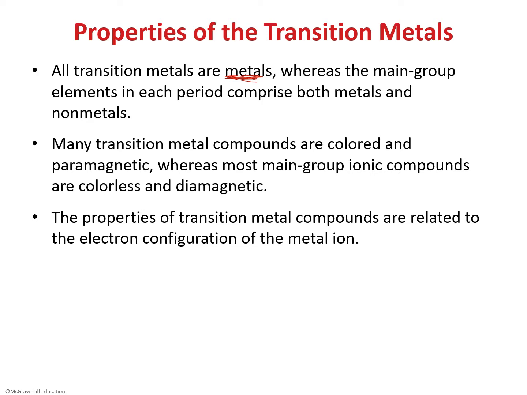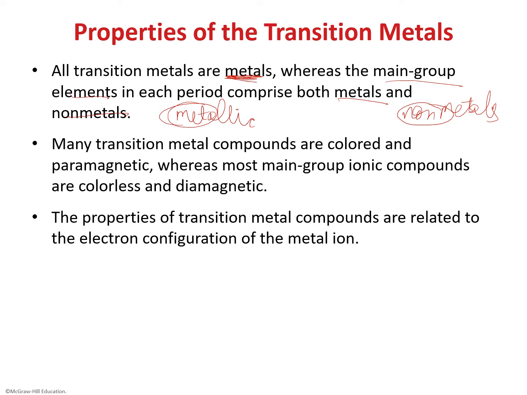Okay, and how about these transition metals? All of them are metal, whereas the main group elements, like I showed you before, can consist of metals and non-metals. So if you remember in the periodic table, whatever's on the left is metallic, and as you go more towards the right side of the periodic table, things start turning into non-metals, or metallic character essentially reduces as we go from left to right, right?